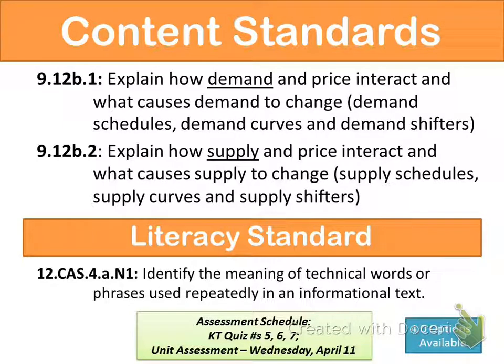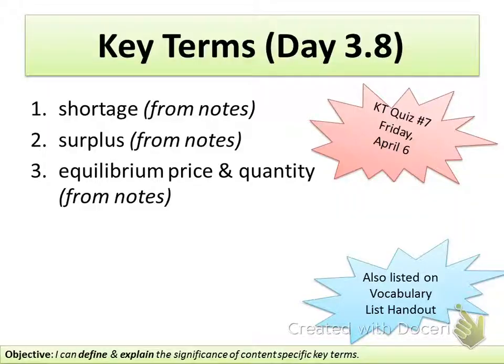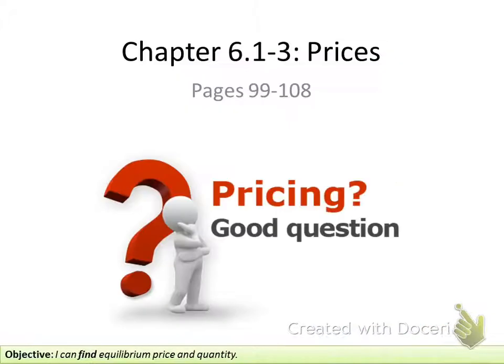Both of these standards will be assessed next Thursday, April 12th, and we'll have key terms quiz number 7 this Friday. I've also posted the 4.0 options on Schoology. These are the 3 key terms. These are your new key terms for our quiz on Friday. What we're looking at today can be found in Chapter 6, Sections 1, 2, and 3, and it deals with prices. What is the right price?